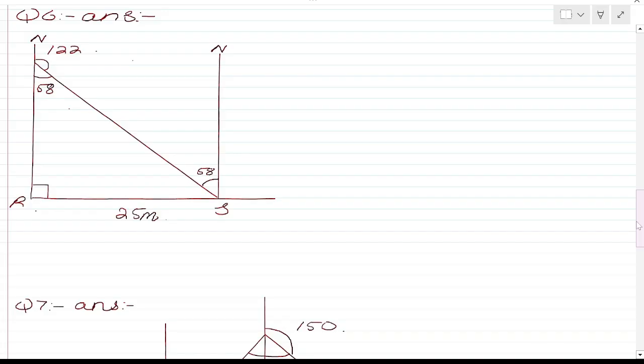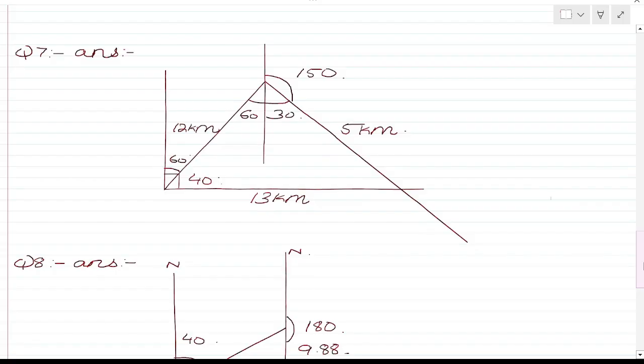Okay, now what do we need to do? We know that the bearing of the snake is 122 degrees, and the rest, what will it be? We know that in a straight line we have 180 degrees. So if 122 degrees is subtracted from 180 degrees, that leaves us with 58 degrees. And because of this 58 degrees, the alternate angle, which is the bearing of Sarim, will also be 58 degrees. Moving on to the next question.